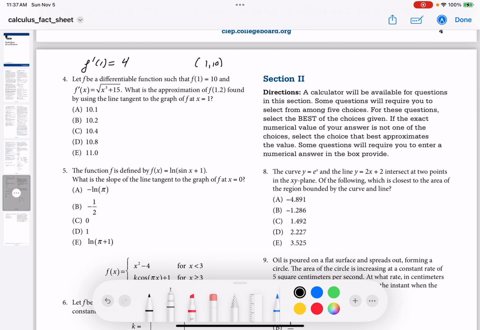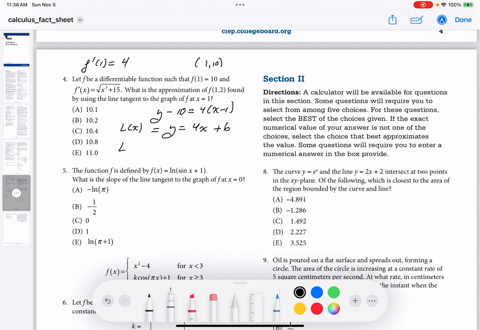And what do they want to do? They want to use a linearization at x equals 1, which is just the equation of a tangent line. What's that going to be? y minus 10 equals m, which is 4, times x minus 1. Let me just rewrite it a little differently. y is going to be equal to 4x minus 4 plus 10. Minus 4 plus 10 is plus 6. This is what's known as a linearization of the problem at the point 1.